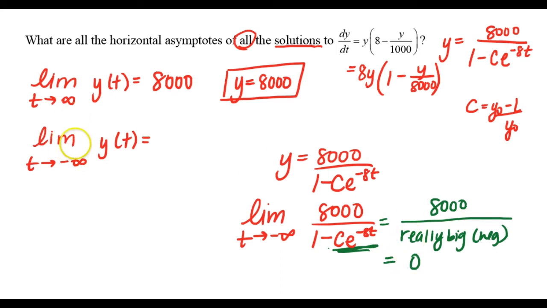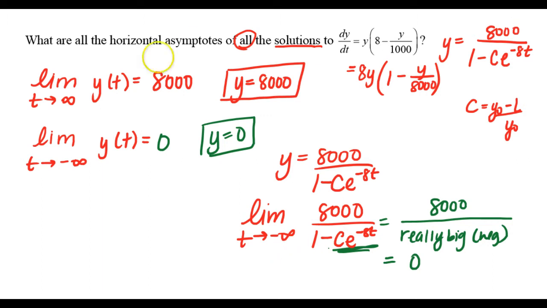So that means that the solution to this second limit at infinity that is needed to find all horizontal asymptotes, solving both of these limits, is going to give me 0. So y equals 0 and y equals 8,000 are my solutions. And real quick, let's just take a second to think about where 8,000 comes from.